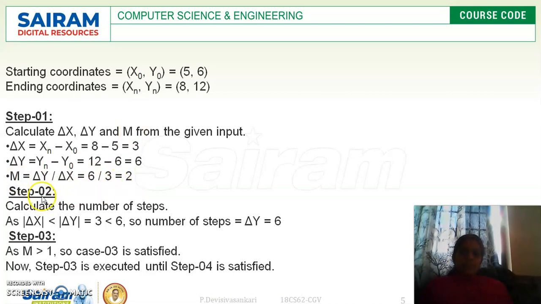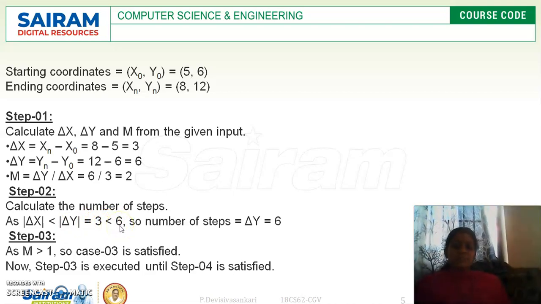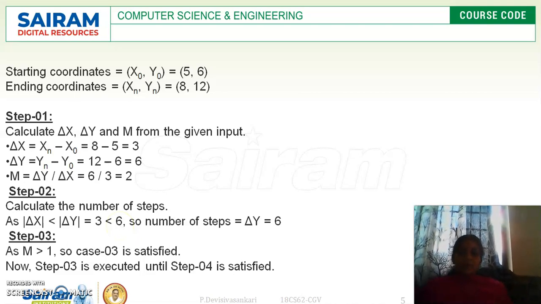And step 2 is we have to calculate the number of steps. So for the number of steps, we have to check whether the del x value is less than the del y value. So here 3 is less than 6. So obviously our number of steps will be equal to del y. So del y is nothing but 6.